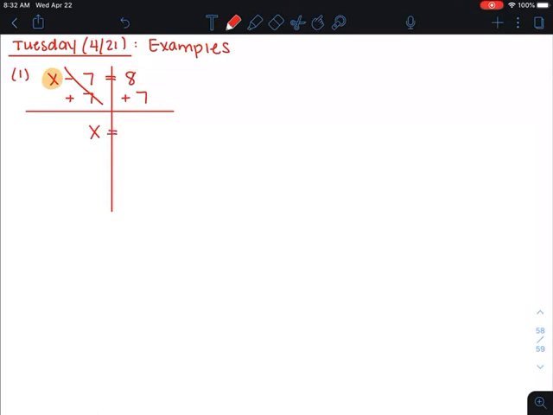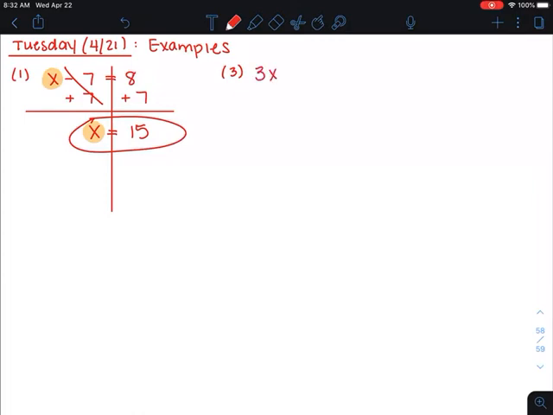Negative 7 plus 7 is 0, so those cancel. I keep my x. My equal sign will always stay on the line. And 8 plus 7 is 15. Our variable is by itself, so we're done. On GoFormative, you want to type in x equals 15, no spaces or anything. Type it in the way your last step shows it. Okay, so x equals 15.